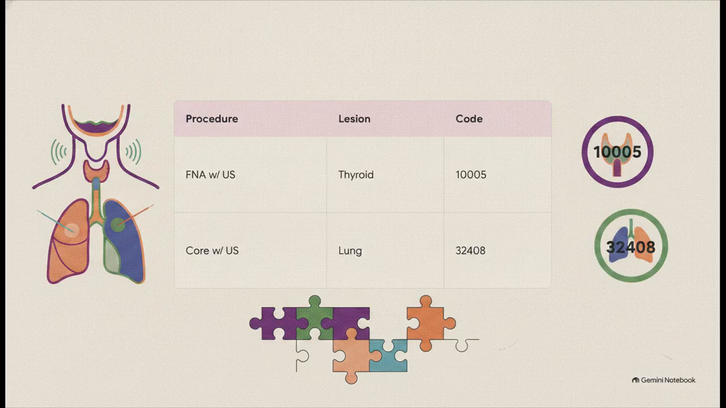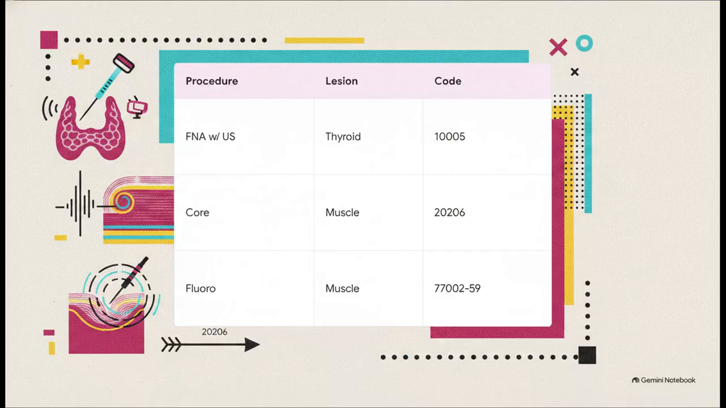Moving to example 4, we've got an FNA on a thyroid lesion under ultrasound and a core biopsy on a lung lesion also under ultrasound. 2 totally different lesions, 2 different biopsy types, but the same guidance. We code 10,005 for the thyroid FNA, and this brilliantly illustrates a really cool quirk of CPT coding. For the lung core biopsy, you use code 32408. You actually don't need a separate imaging code there because CPT 32408 inherently includes its own imaging guidance right in the code description.